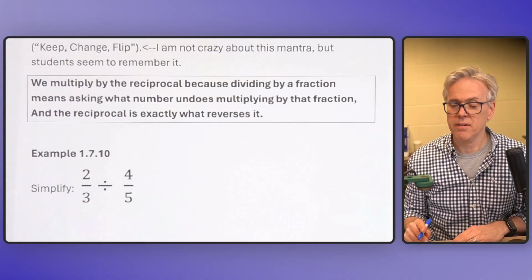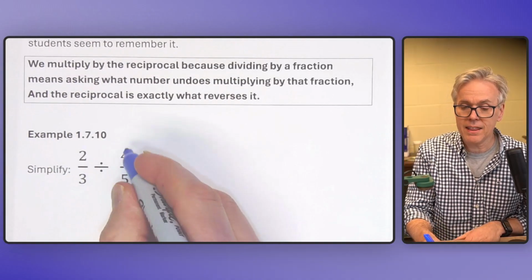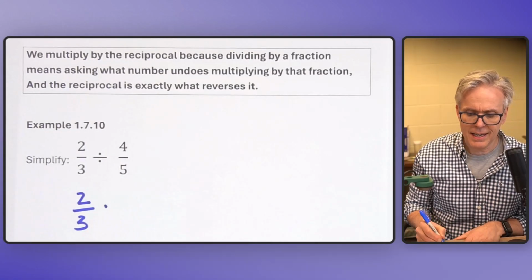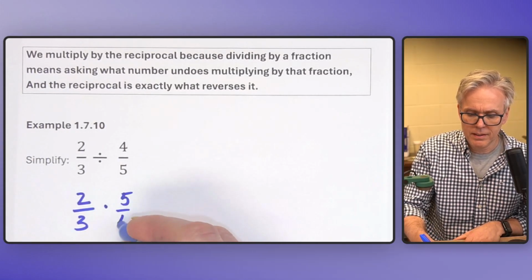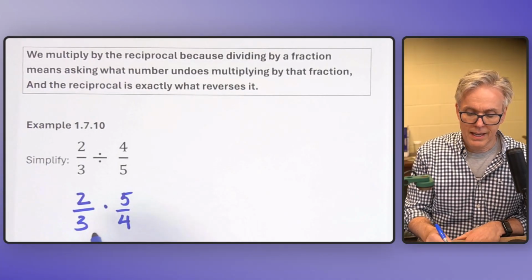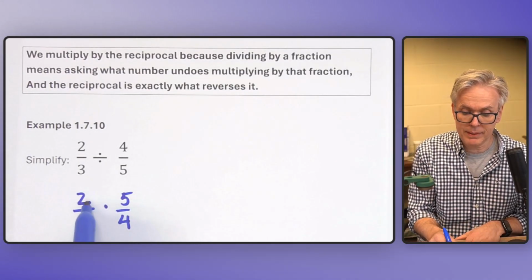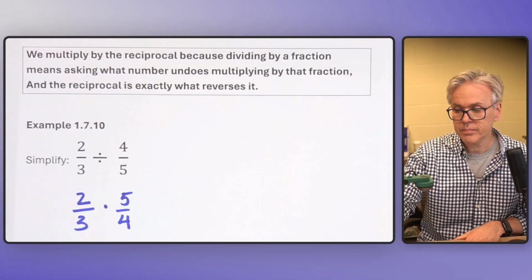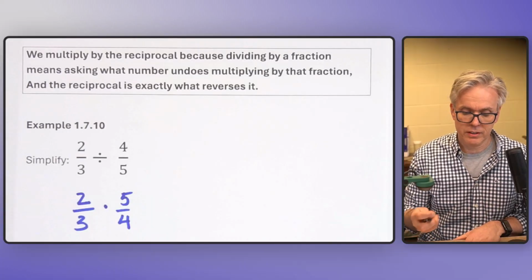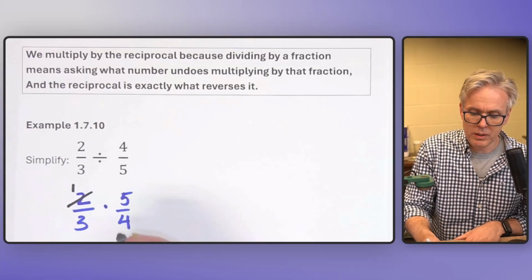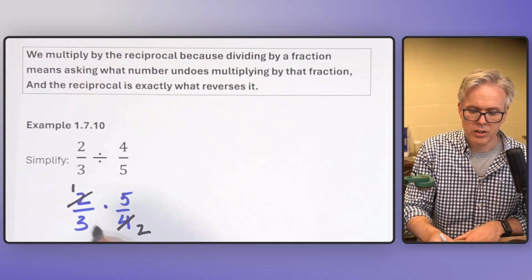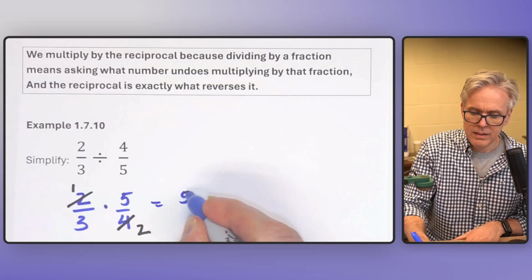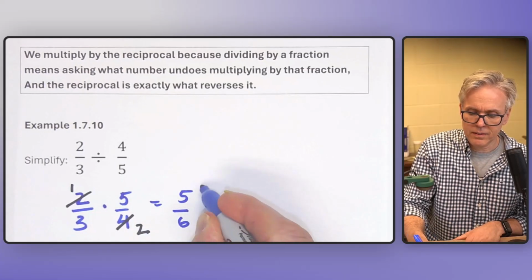So what do we have here? 2/3 divided by 4/5. Instead of dividing the fractions, I'm going to convert this to 2/3, use my dot for times, and then reciprocate or flip this fraction. Then, just like with multiplication, we multiply top times top, bottom times bottom. However, before we multiply, it's often easiest to cancel out first. So 2 goes into itself one time, and 2 goes into 4 two times. So 1 times 5 is 5. 3 times 2 is 6.